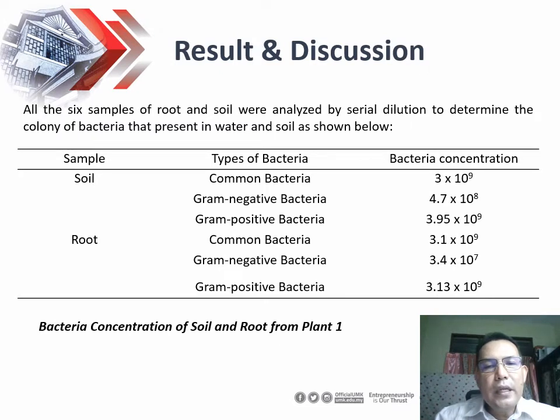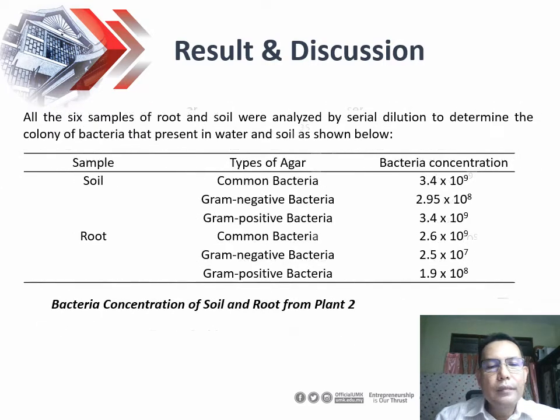Here is the result and discussion. All the samples of roots and soil were analyzed by serial dilution to determine the colonies of bacteria present in the roots and soil, as shown below. The result shows bacteria concentration of soil and roots from plant 1. Here is the result for bacteria concentration of soil and roots from plant 2.